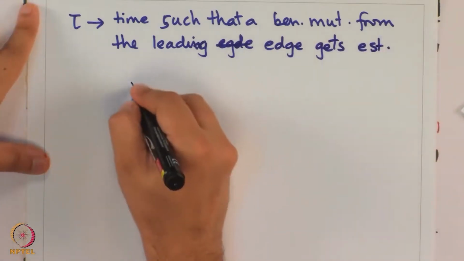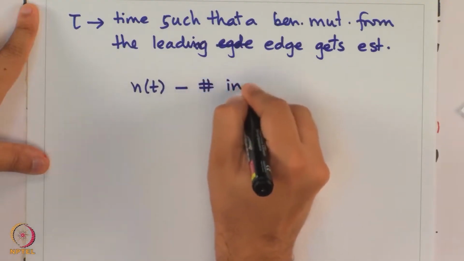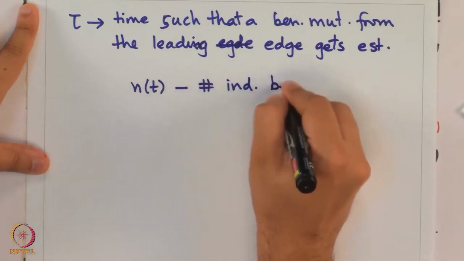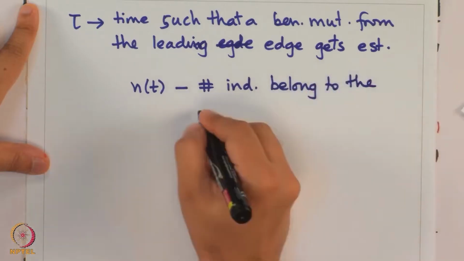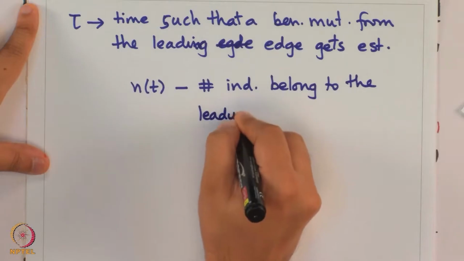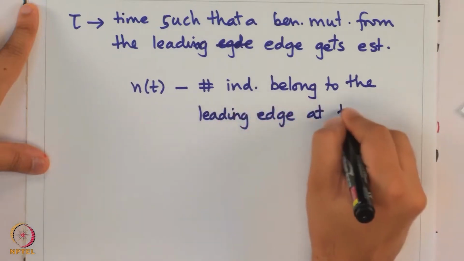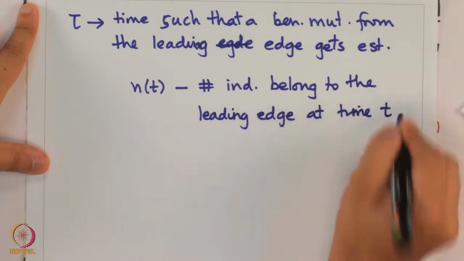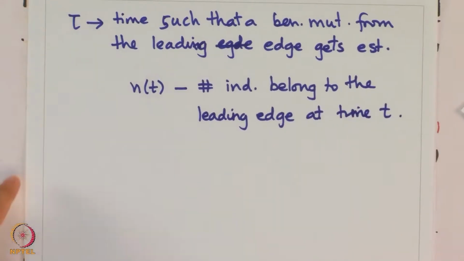Let NT be the number of individuals which belong to the leading edge at time t. Now, if NT is this number of individuals belonging to the leading edge at time t, how does NT vary with time is the next question we want to ask.